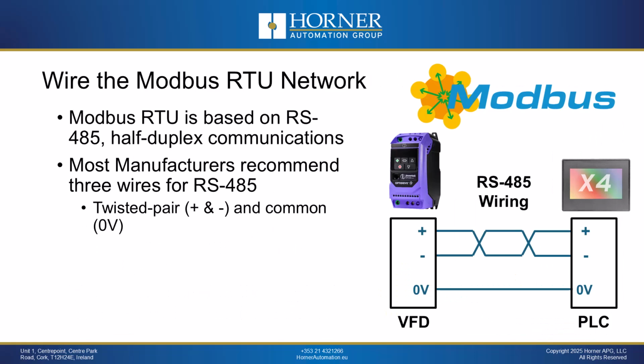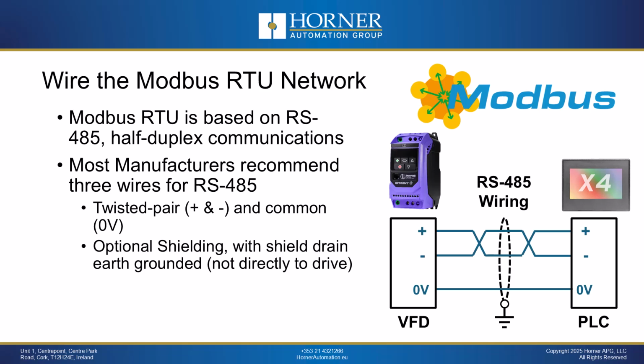Now let's look at the wiring of RS485, which is commonly used with Modbus on drives. Most manufacturers will recommend a twisted pair wire for communications, as well as an extra conductor that's used as a common reference. These two communication conductors may be labeled as plus and minus, or as A and B. Regardless of how these are labeled, you will wire straight through plus to plus and minus to minus, or A to A and B to B.